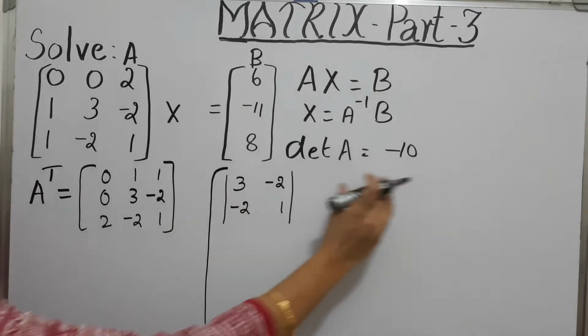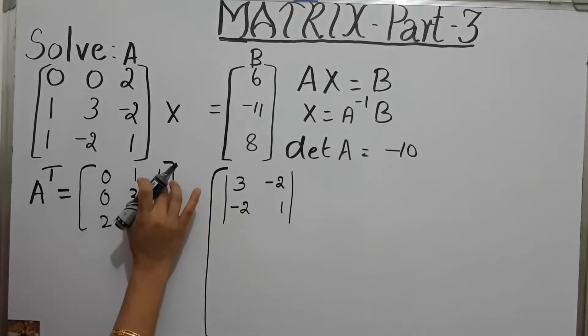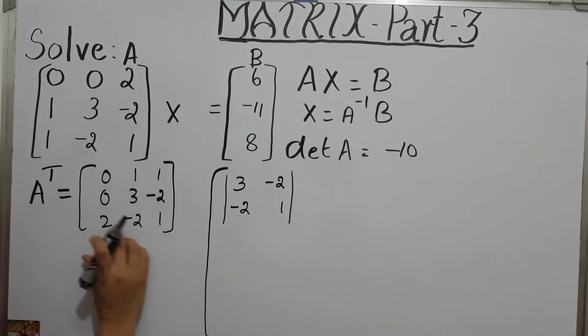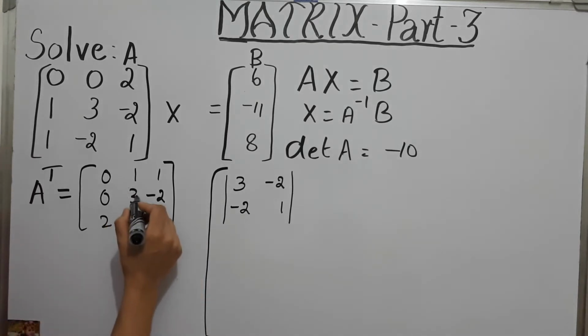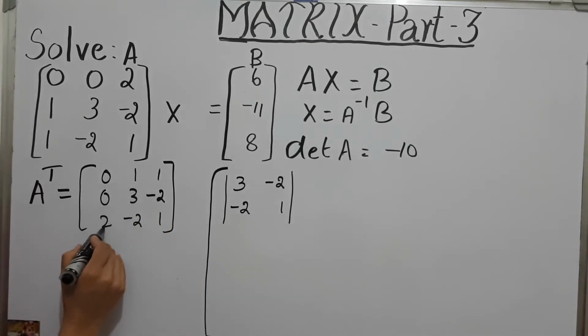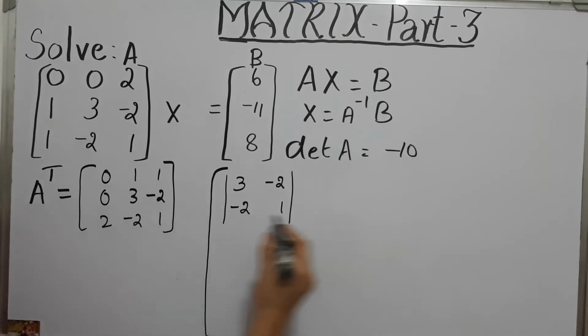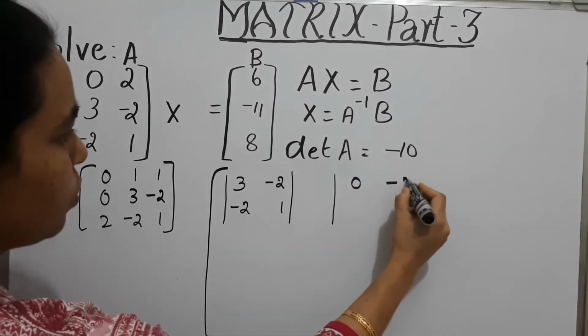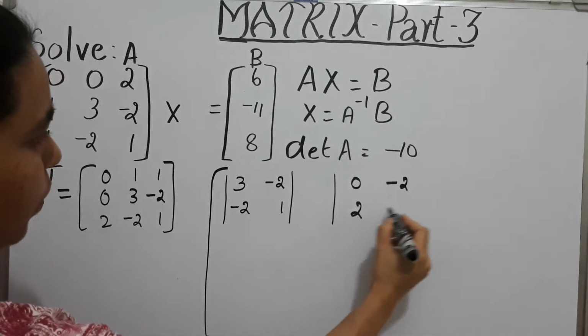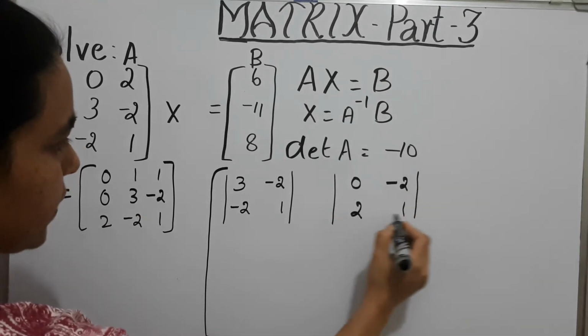So for writing the first row, you don't have to worry about the first one. You have to think about only the bottom two rows. And when you are writing the second element, you have to ignore the middle column. So you have to take 0, 2, minus 2 and 1. So this is the second element.